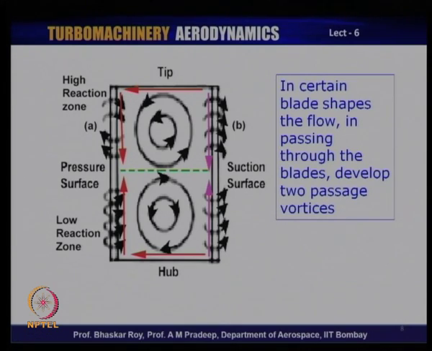So, two passage vortices may be created as the flow passes through the blades, and as a result, two passage vortices would be coming out of the blade at the trailing edge of the rotating blades. So, what kind of passage vortex is created is decided essentially by the blade shape, by its original design, and the nature of the flow through the blades.